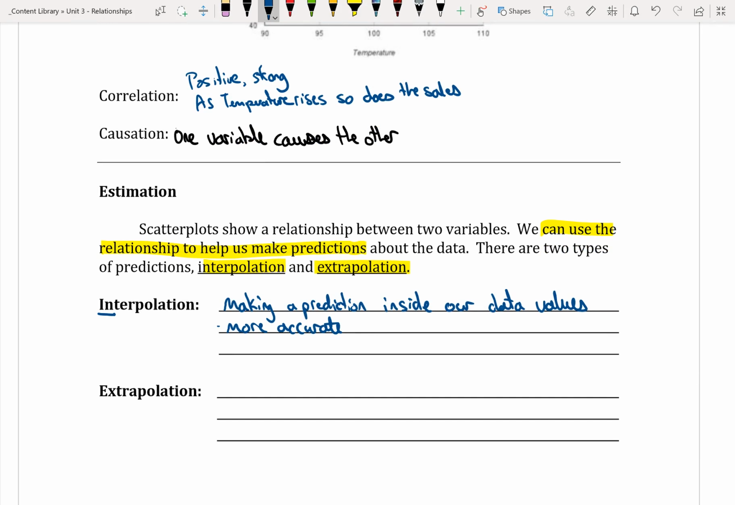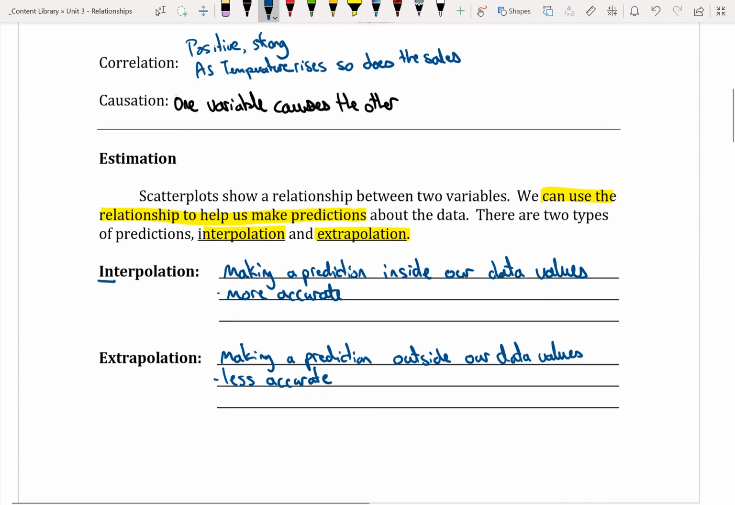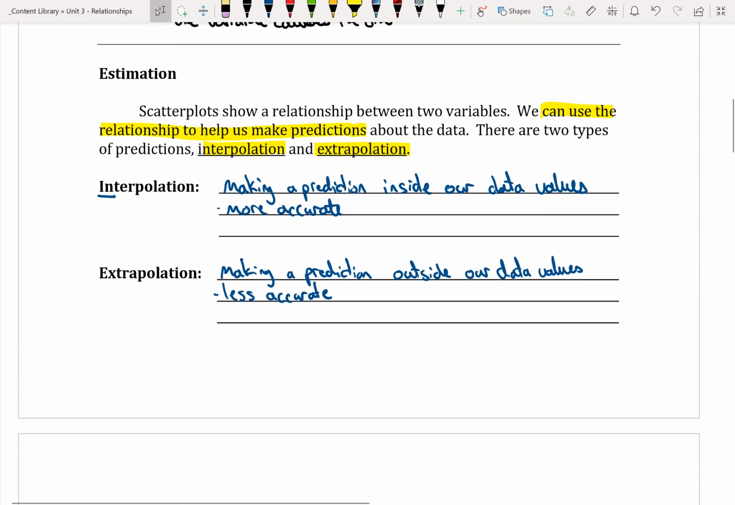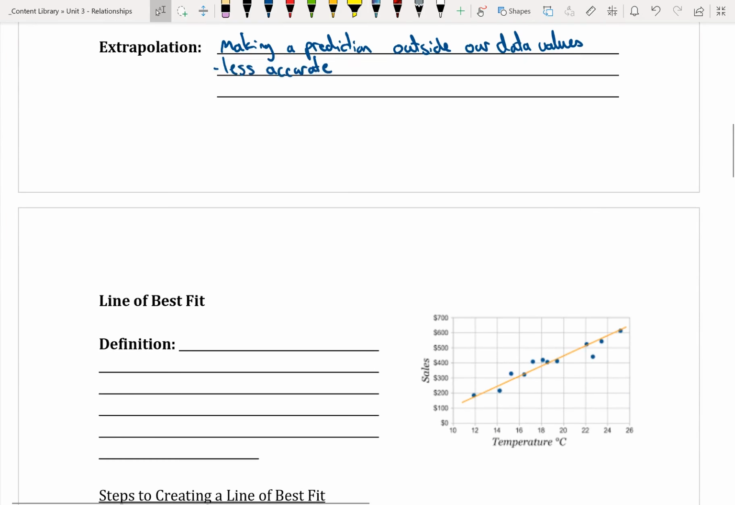For extrapolation, this is going to be the opposite, and this is when we're making a prediction outside our data values. So this could be outside our highest data value and outside our lowest data value. And this is considered less accurate. So to help us with these estimations, what we want to do is use a line of best fit.